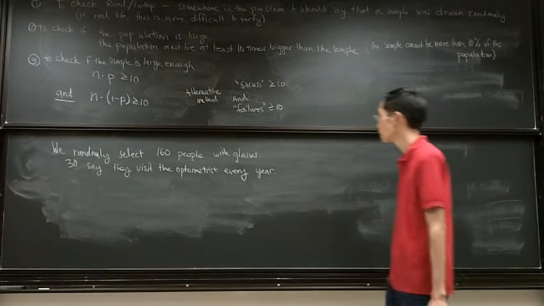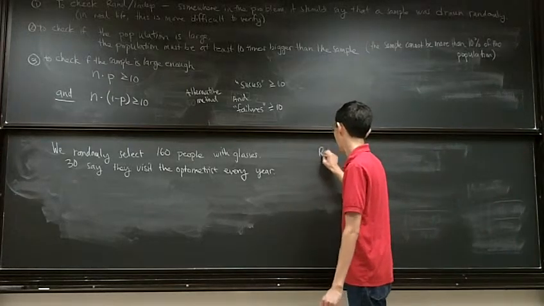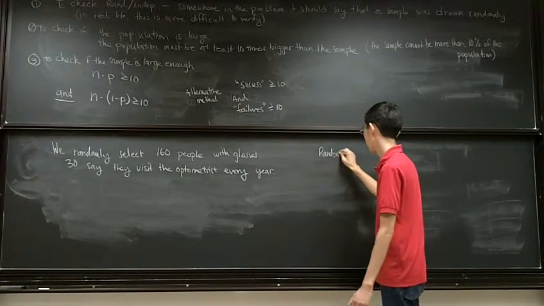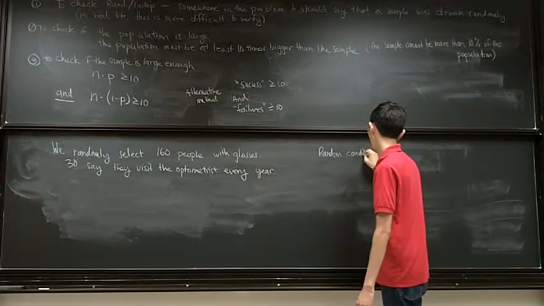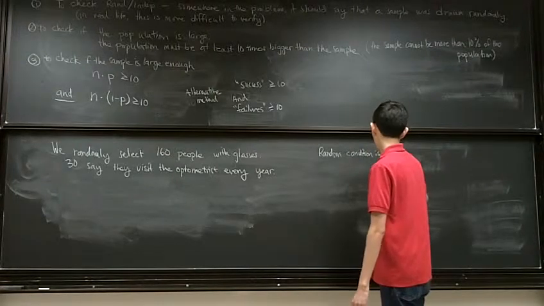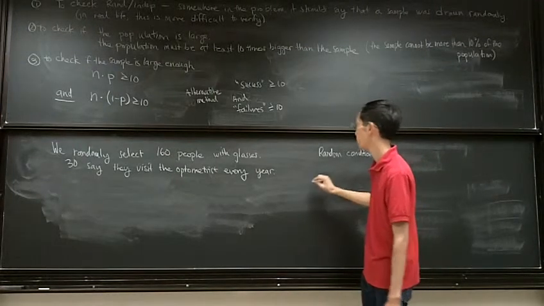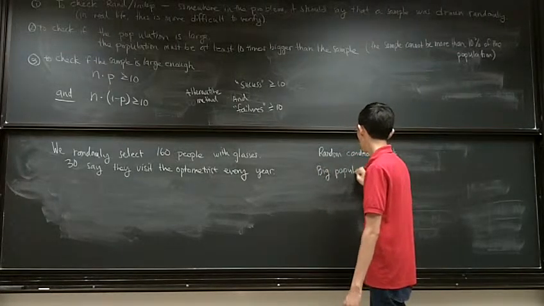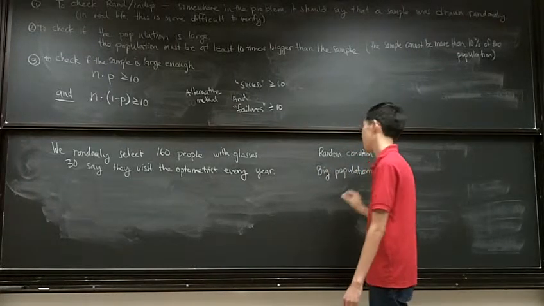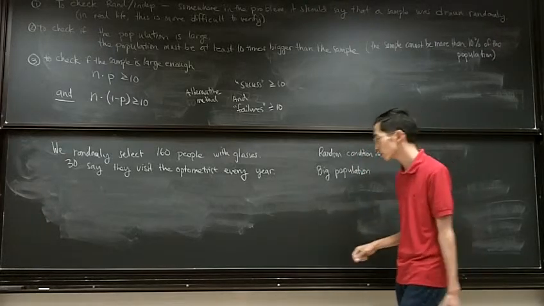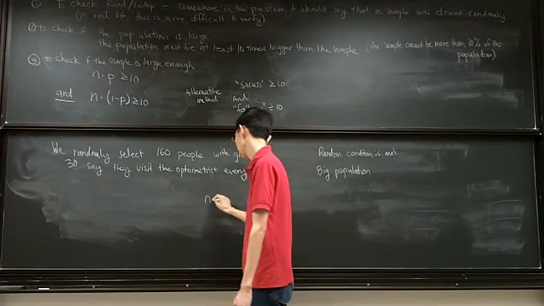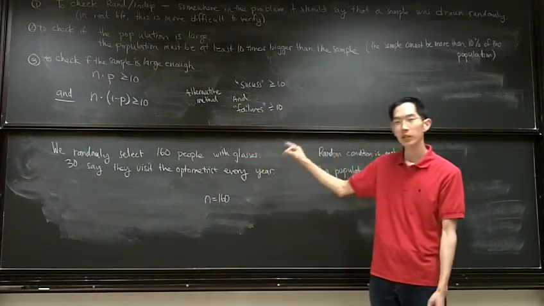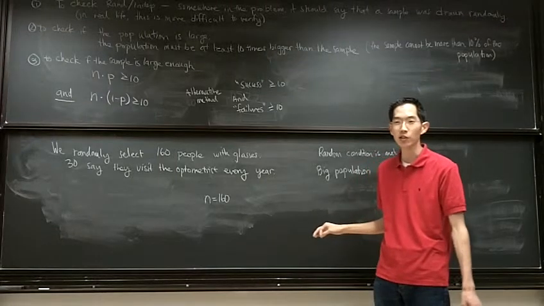Okay. Is the random condition met? Yes, because in the problem it says we randomly selected people. What about a big population? Well, what is our sample size? Our sample size is 160. And what is our sample? People with glasses. So what is the population? I don't know.